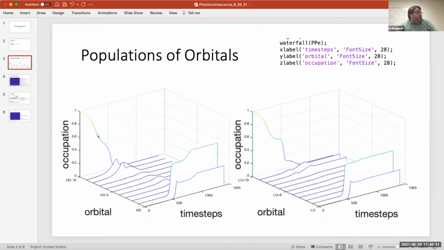So you see that the population decays and transitions from the higher energy to the lower energy ones, and eventually reaches the band edge. And my model is degenerate, so you see that the two closest are occupied instead of just the HOMO. And we see the same features in the electron occupation.